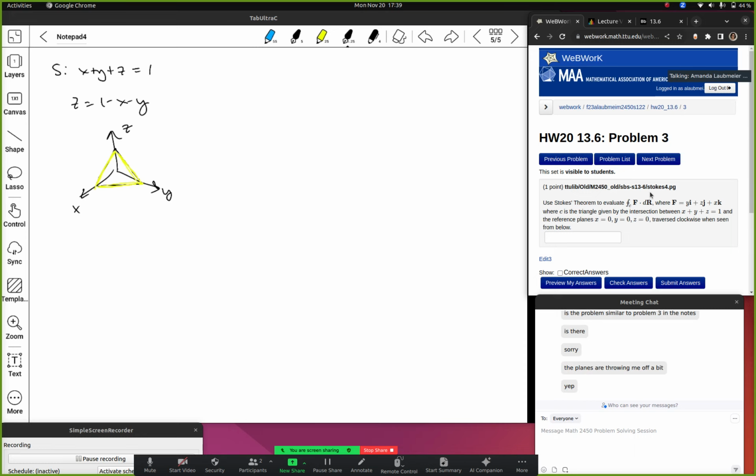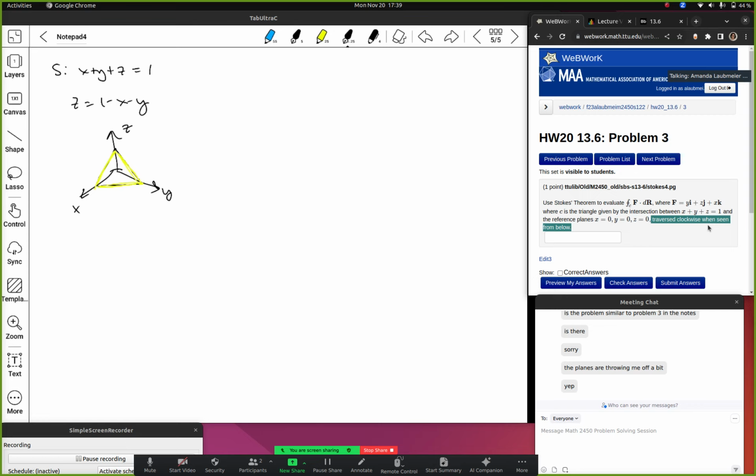Okay, cool. And then to apply Stokes' theorem, we're going to have to understand what direction this curve is going. So we're told traverse clockwise when seen from below, which means if you're looking from here up at the triangle, like that way, it looks like it's clockwise, which is really hard to visualize.